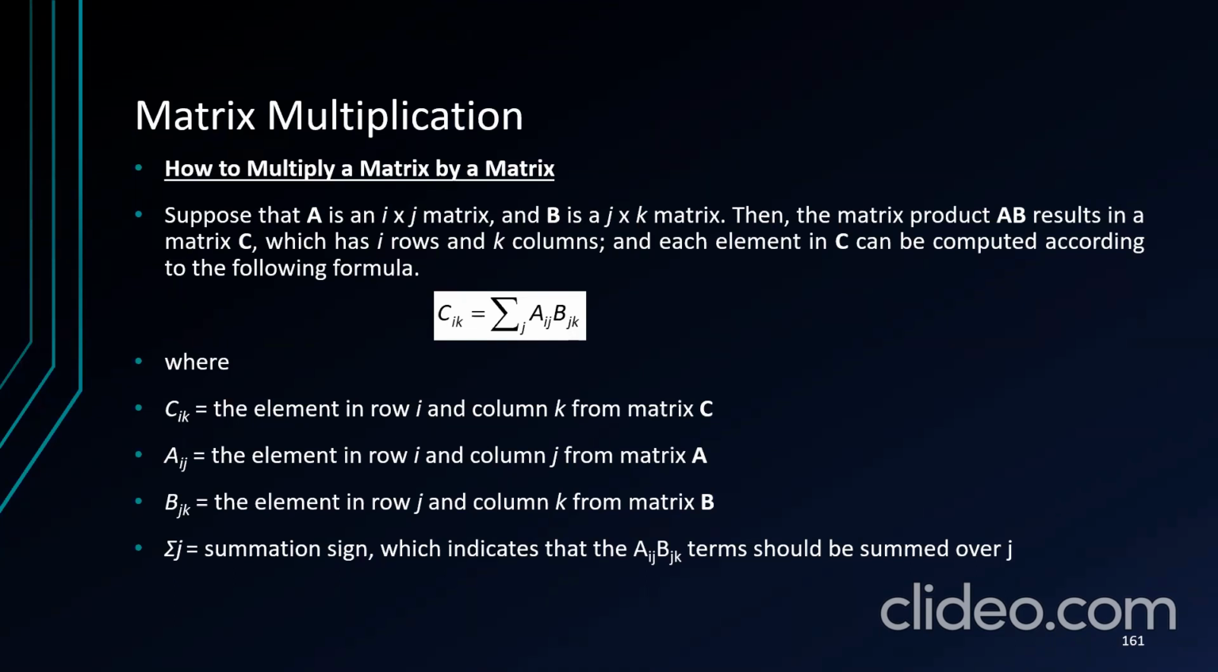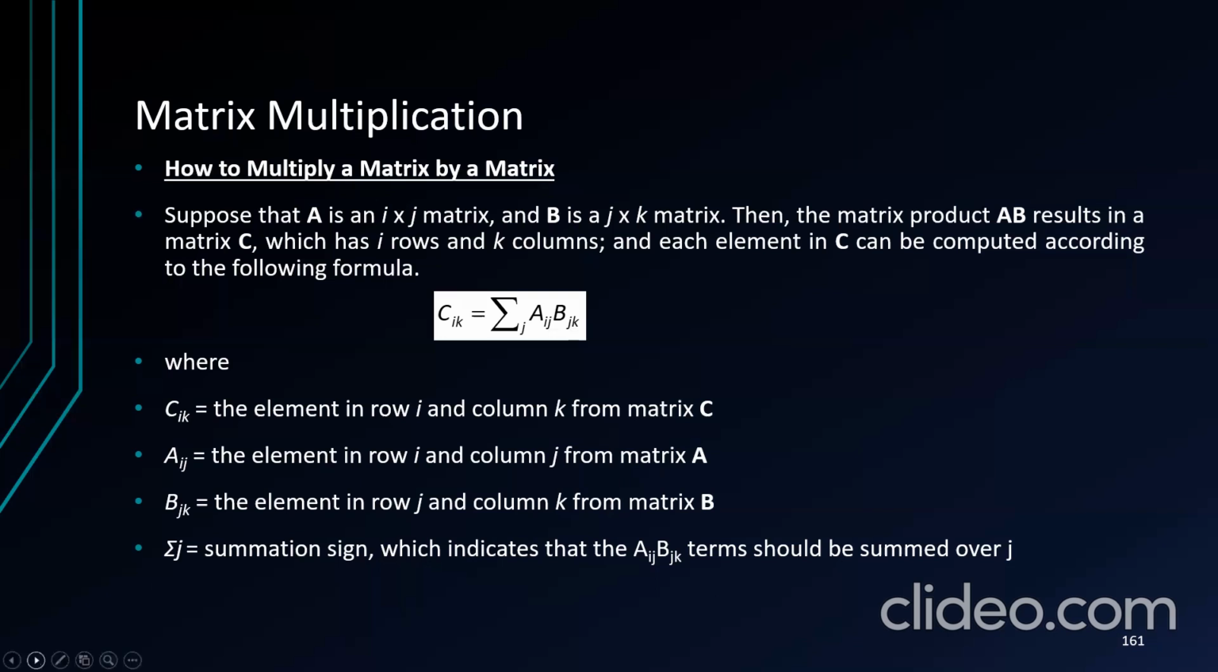And each element in C can be computed according to the following formula. C_IK is equal to the summation over J of A_IJ times B_JK, where C_IK is the element in row I and column K from matrix C. So yan yung position niya sa matrix C. A_IJ is the element in row I and column J from matrix A. And B_JK is the element in row J and column K from matrix B. Okay? Summation over J, summation sign, which indicates that the A_IJ B_JK terms should be summed over. So yan ang magiging doon sa C niya.